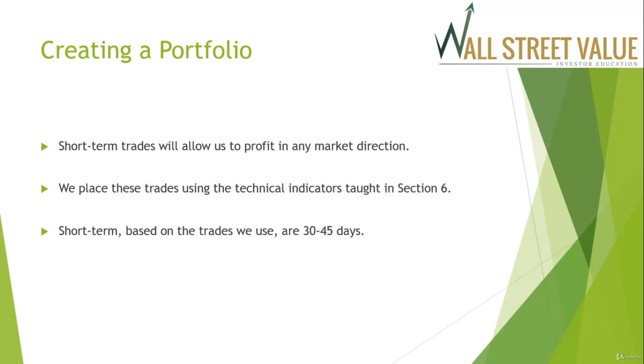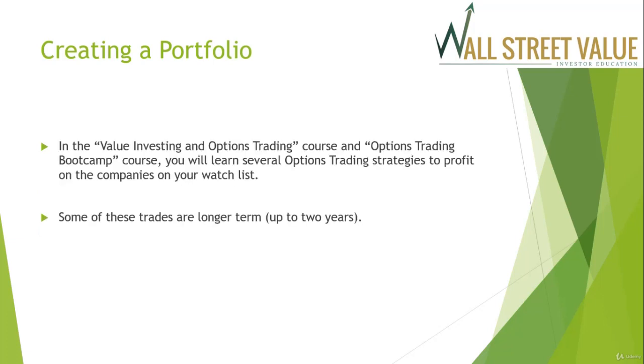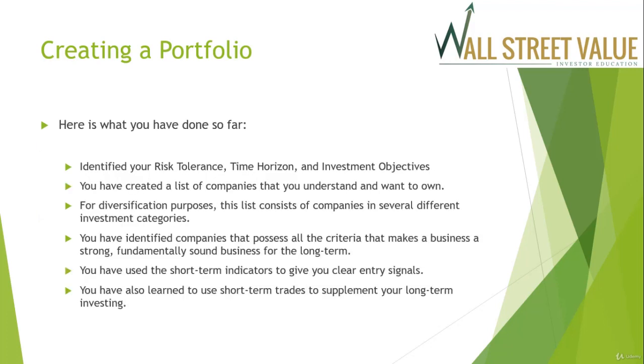There are trades designed to profit if the market's flat. There are trades designed to profit if the market's going down. And of course, there are trades to profit if the market's going up. We place these trades using the technical indicators taught in section 6. Short-term trades, based on the trades that we use, are 30 to 45 days. And in the next course, we're going to teach you some other more advanced trades. Some of these are longer term, up to 2 years.